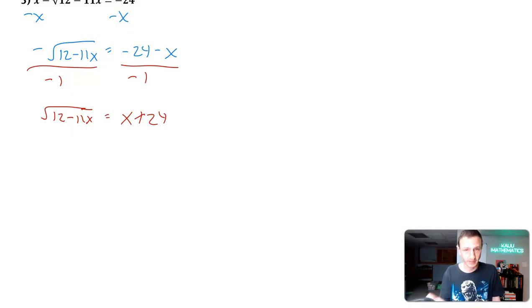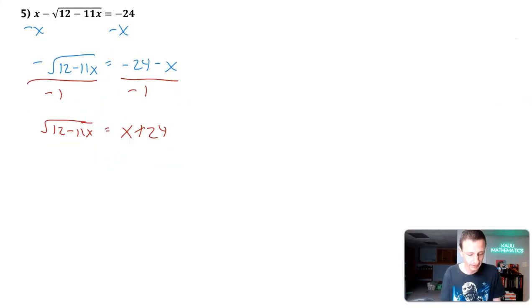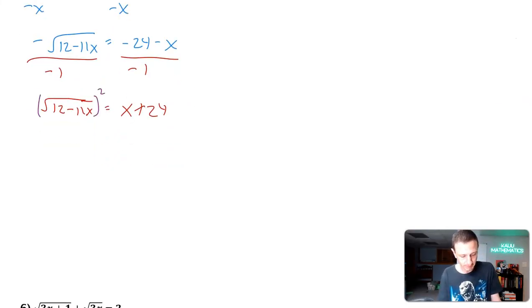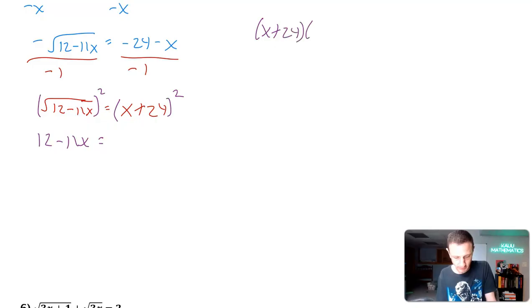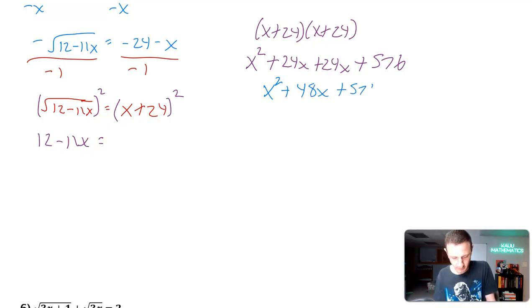Now the setup from here is exactly like that last problem. It's exactly the same process. We have a radical equal to that. So some things are going to happen here. So let's square both sides. I get 12 minus 11x equals, then we're doing x plus 24 times x plus 24. X times x is x squared. 24x plus 24x is 48x. Plus 24 times 24, no clue, 576. So x squared plus 48x plus 576.